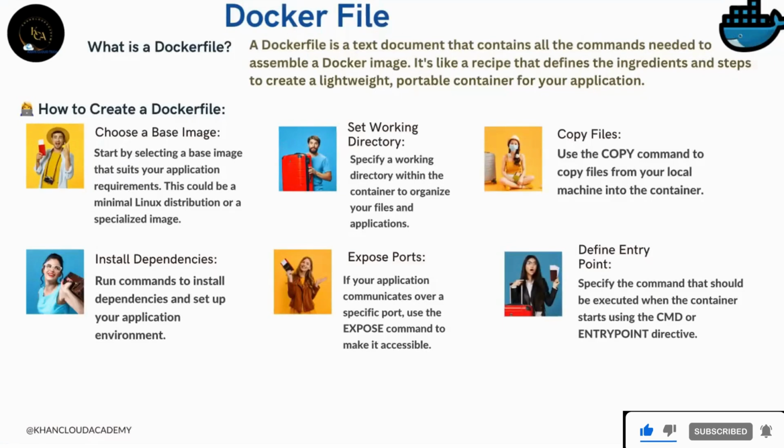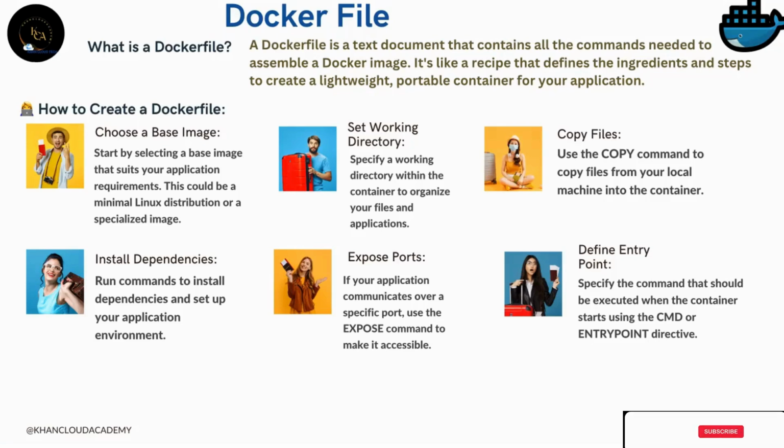Now, this very, very good thing is a Dockerfile. Everything starts from there. So what is a Dockerfile? A Dockerfile is a text document that contains all the commands needed to assemble a Docker image. It's like a recipe that defines the ingredients and steps to create a lightweight, portable container for your application. You put all the commands in it, and the same thing you're going to build. Whenever you build an image, you have to use a Dockerfile to build it, right? This is the base work of how to create a Dockerfile.